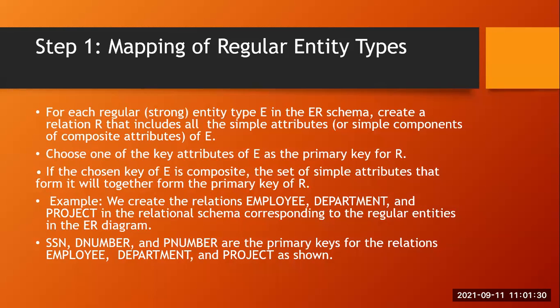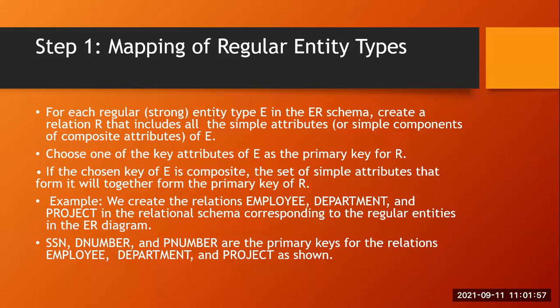Mapping of regular entity types here. Regular entity types, or normal entity types, what we call strong entities. So let us have a look step by step. Here, proceeding with this, what does an entity mean? It is a table. It is a relation here. A table which has attributes, we will call it a relation here.